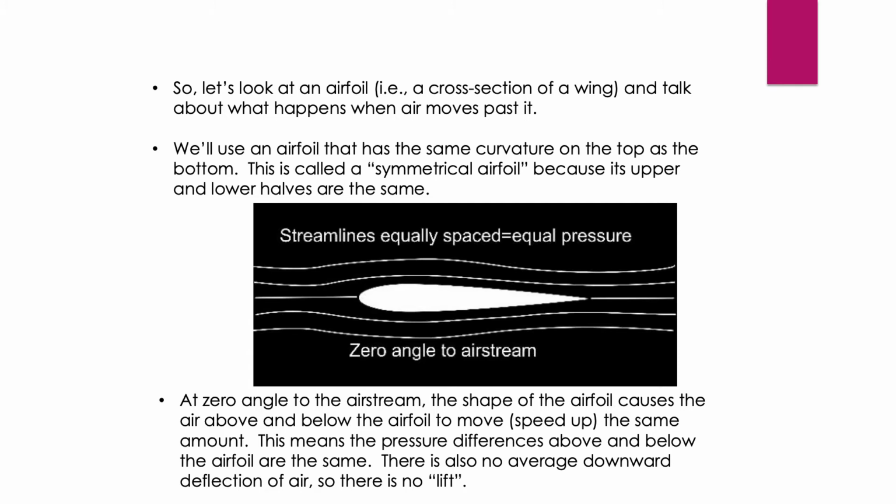And if we take that symmetrical airfoil and put it in an airstream that's moving, again, the picture assumes left to right, and we put it at 0 angle to the airstream, we're going to get a flow field that looks like the picture. And notice that the streamlines above and below the airfoil are equally spaced. So that's telling you that the static pressure both above and below the airfoil are equal. In other words, there is no pressure imbalance, which means there is no lift.